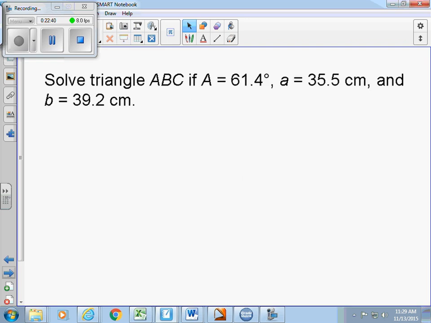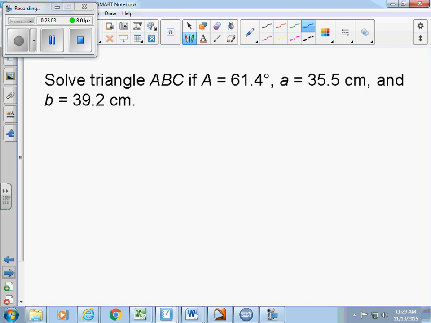Okay. Let's try this one. Before I solve it, I would like to know what I'm looking at. How many answers are there? How many triangles are there? So that's step one. So I want to find out how many there are, and then I want to find all the sides and angles of the triangle or triangles, if that's the case.